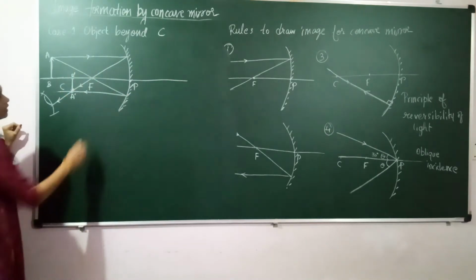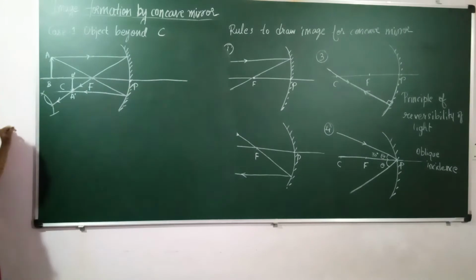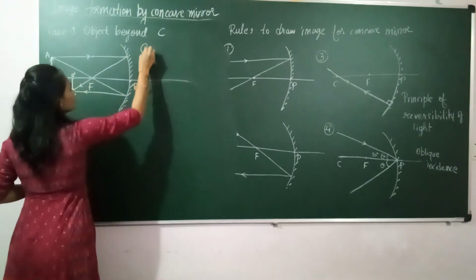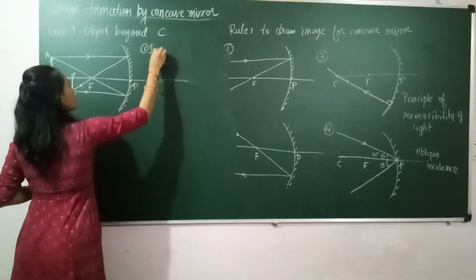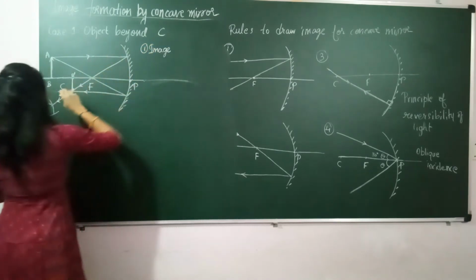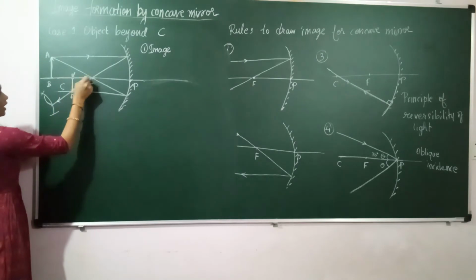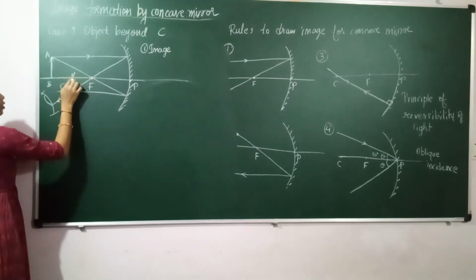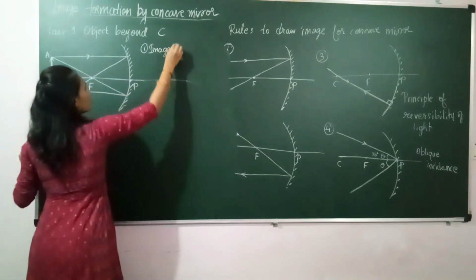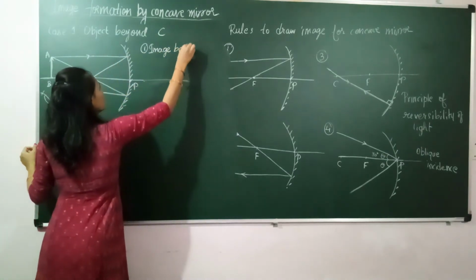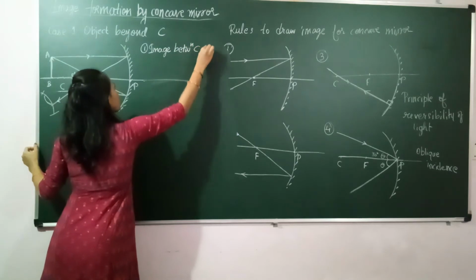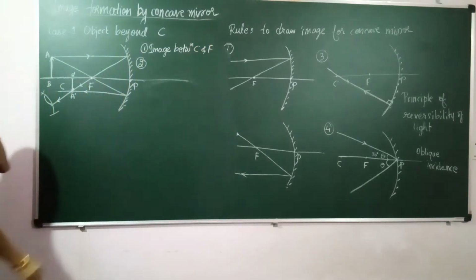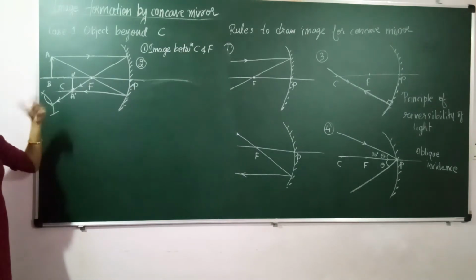So now we will write the properties, what type of image we have got. First we will write where the image is formed. Between C and F, center of curvature to focus point, between these two points we have obtained the image. So we will write image between C and F.